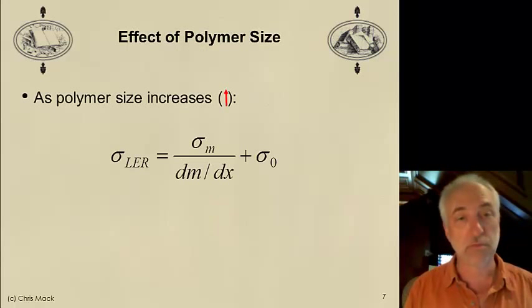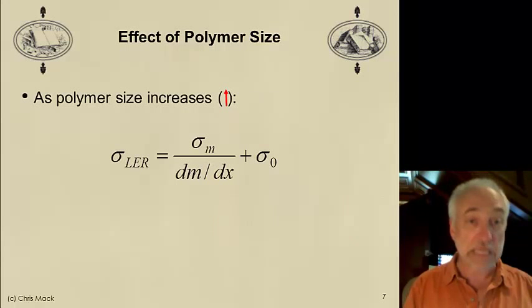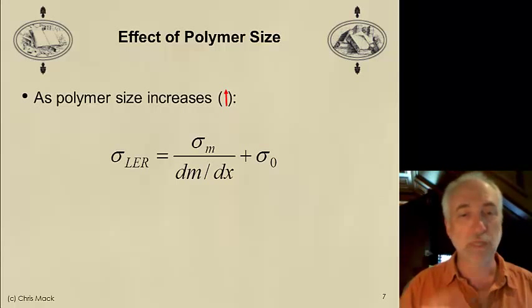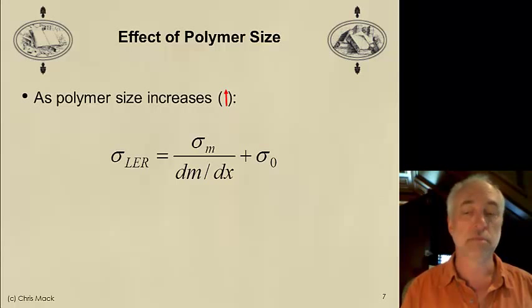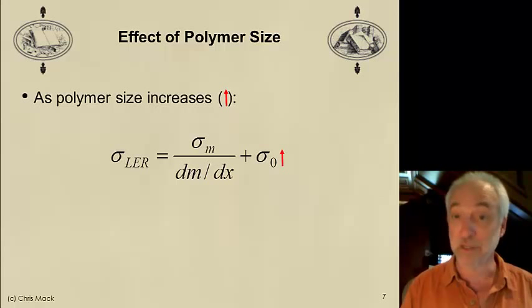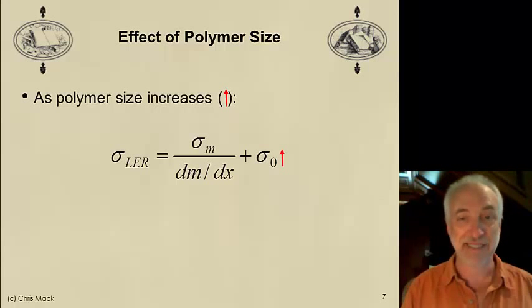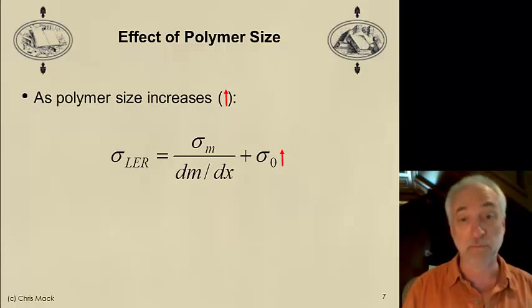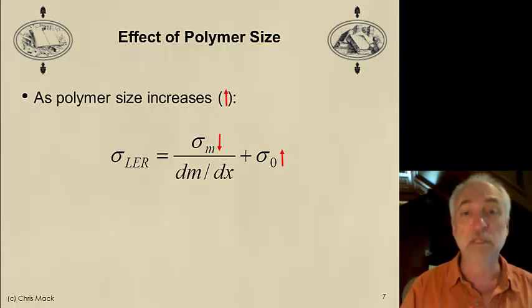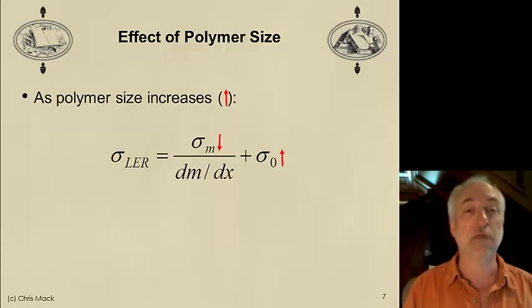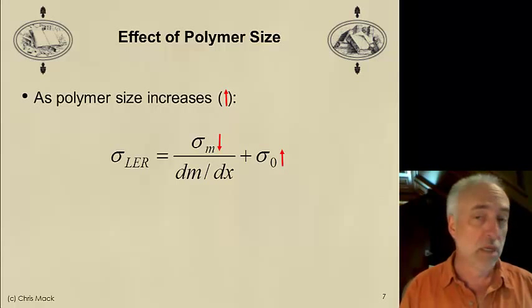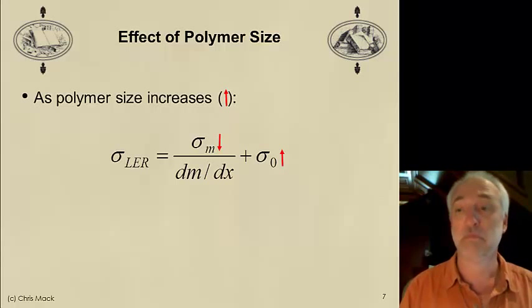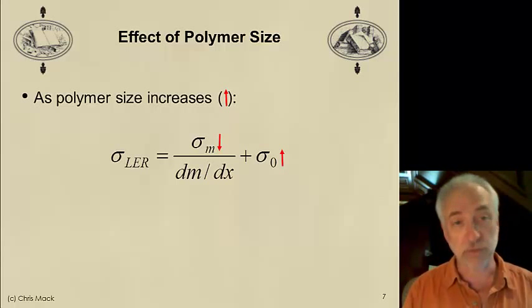For example, polymer size. Suppose I increase the size of the polymer. What does that do to my LER? Well, first thing it's going to do is make sigma naught get bigger. Right? That is something proportional to the polymer size, so if I double the polymer size, sigma naught should double as well. But does it affect anything else, this polymer size? Well, yes, it does. It in fact affects sigma m. The noise in the concentration of the protecting groups.